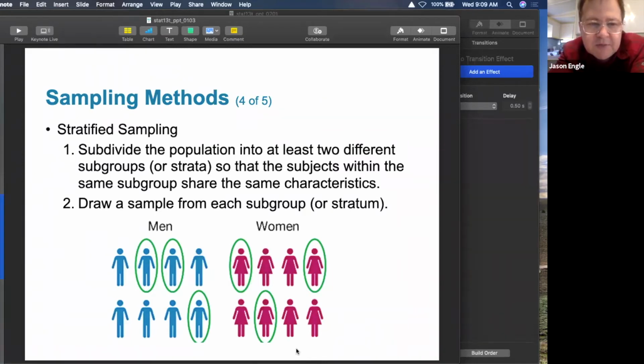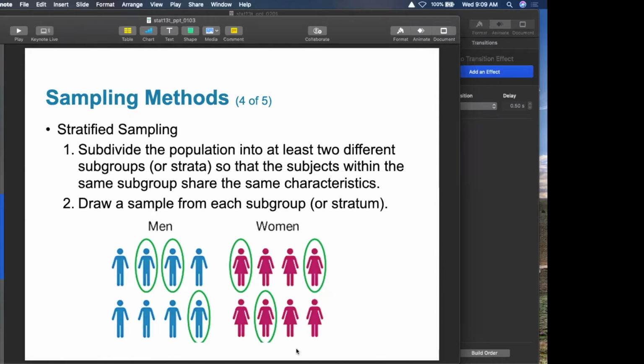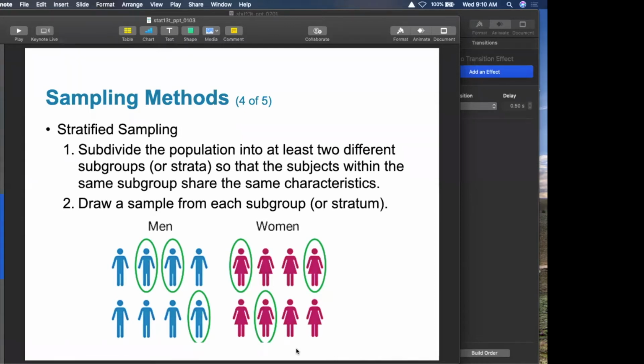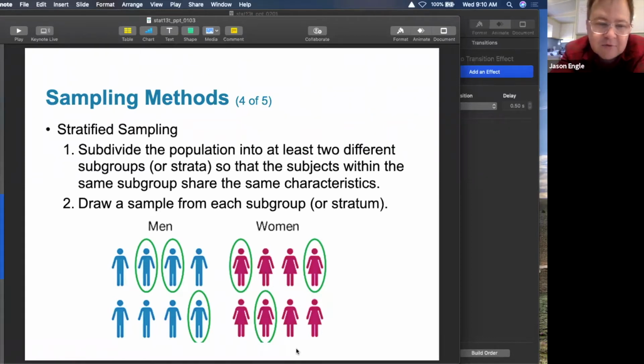Stratified sampling is where you subdivide the population into at least 2 different subgroups. Sometimes we'll refer to those groups as strata. And the subjects within each subgroup share the same characteristics. For example, if I take everybody in our class, I could break them up into two groups, the men and the women, right? So the men is a strata, the women is another strata. And then from each subgroup, I can select several men, and from the other group, I can select several women. Those 3 men and those 3 women together would be my sample.